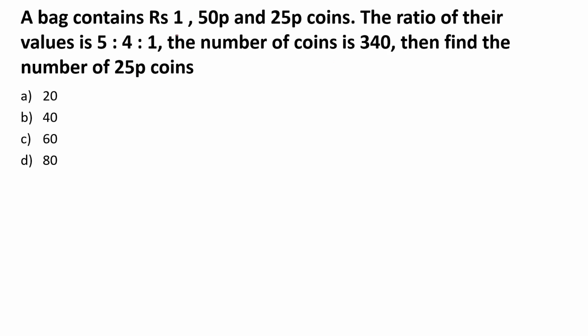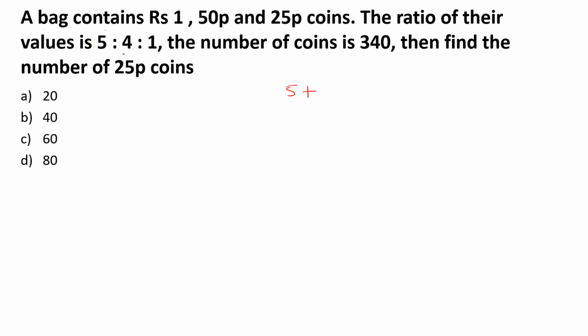Just take the value of 1 rupee coins as 5, the value of 50 paisa coins as 4 rupees, and the value of 25 paisa coins as 1 rupee, as given in the ratio itself. We don't have a problem here. Let us assume the values according to the ratio. To get 5 rupees, we need only 5 1 rupee coins, that is 5 coins.